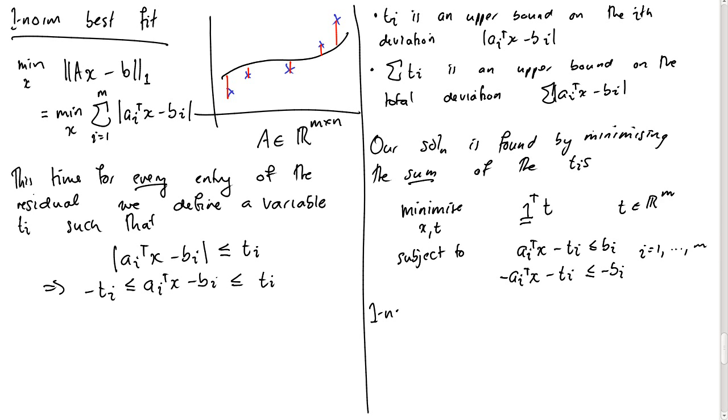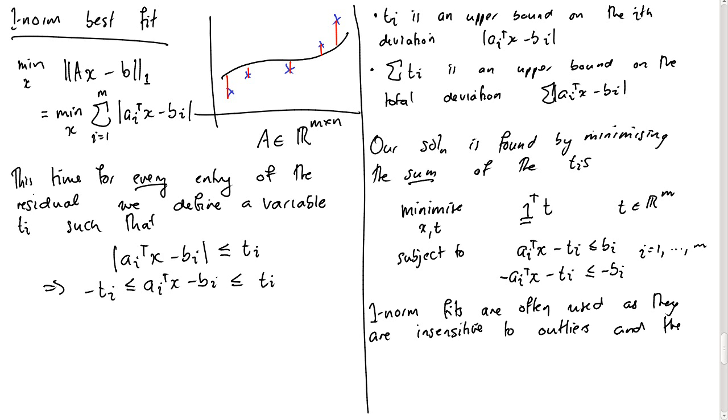One norm fits are often used as they are insensitive to outliers and the occasional bad point. I should say the occasional because you can't have too many of them. Occasional bad data point.